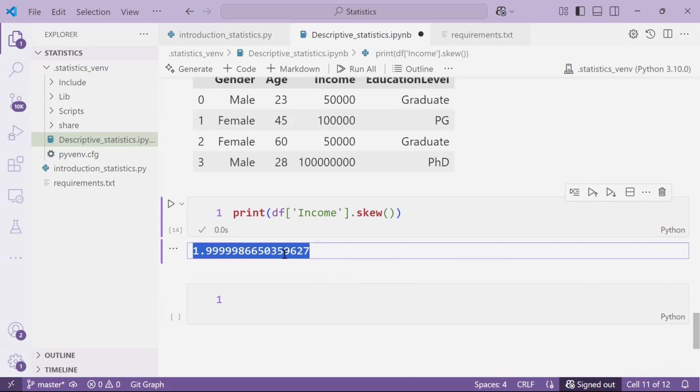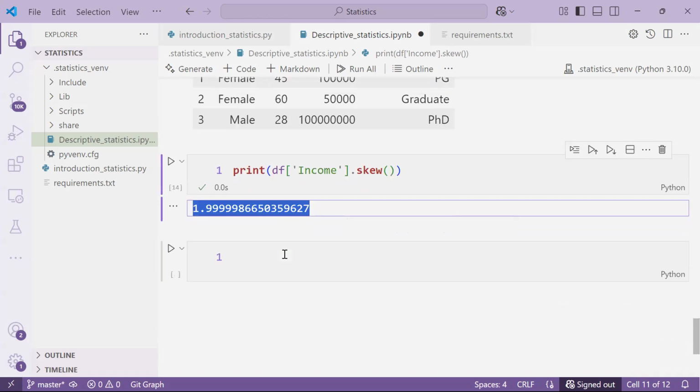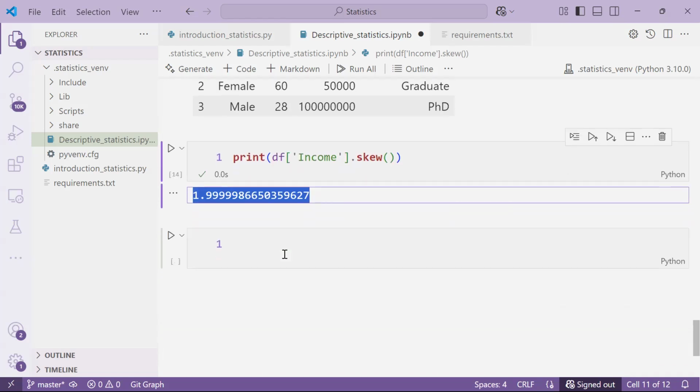If the value is 0, that indicates there is no skew, it's symmetric. Positive indicates a positive skew and negative indicates a negative skew, negatively skewed. That is how we can calculate the skewness.